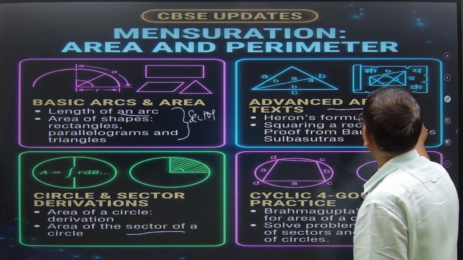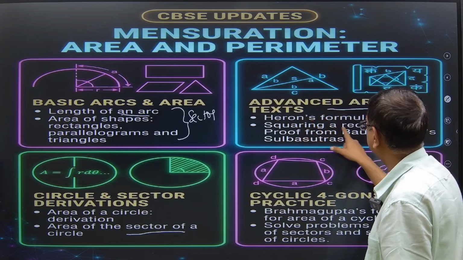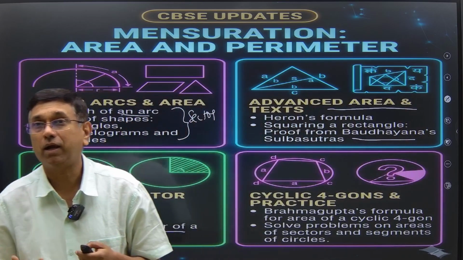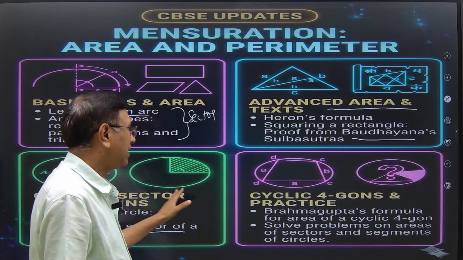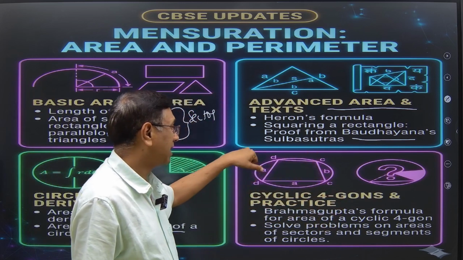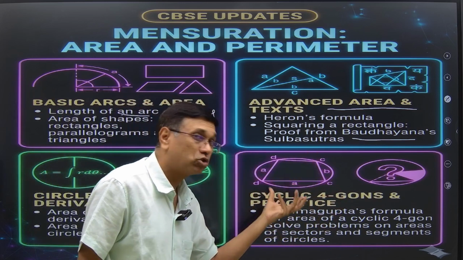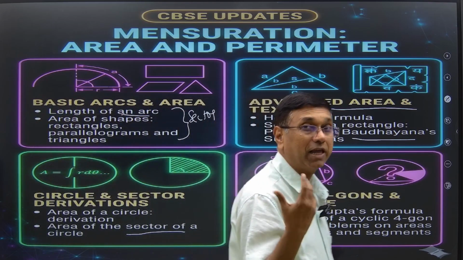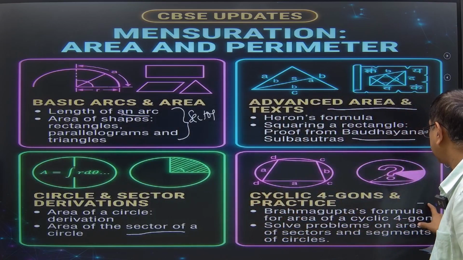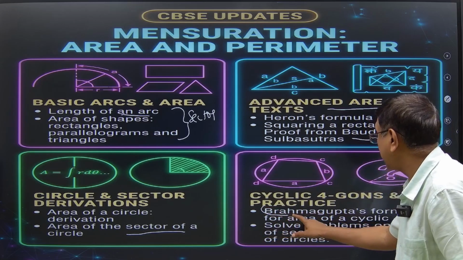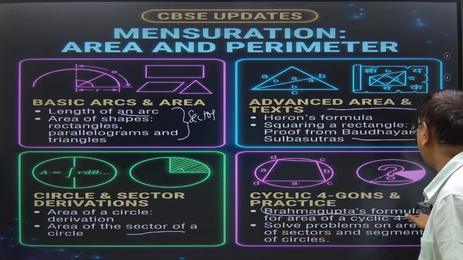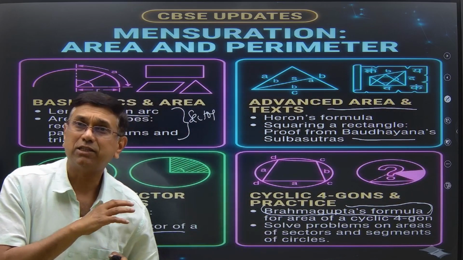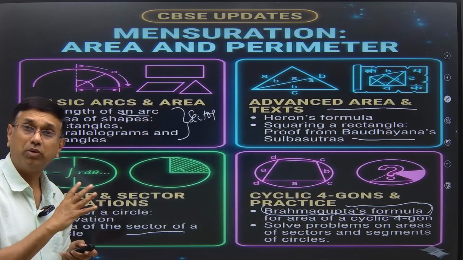Then you have advanced areas where quadrilateral is involved, Heron's formula, Baudhayana, Sulba Sutras. That again comes into the picture. And here you will find a cyclic quadrilateral, then the problems based on area and sectors. So that is Brahmagupta's formula for area of cyclic polygon. These are little things that have been added here, right? They are trying to upgrade the course, and this is one of the additions you will find there.